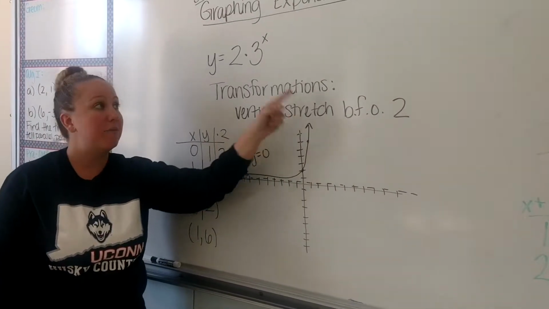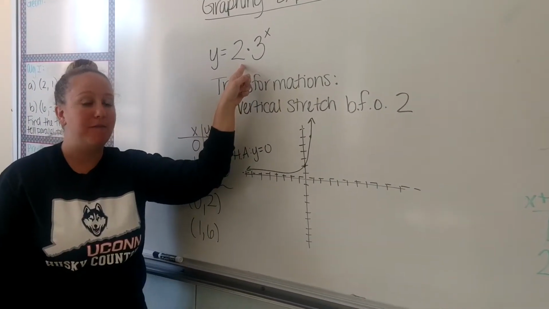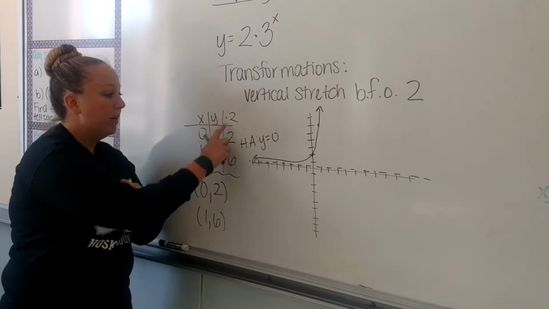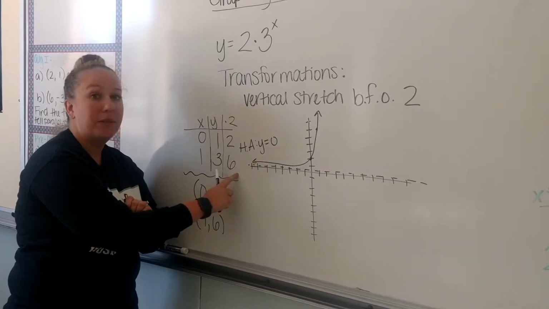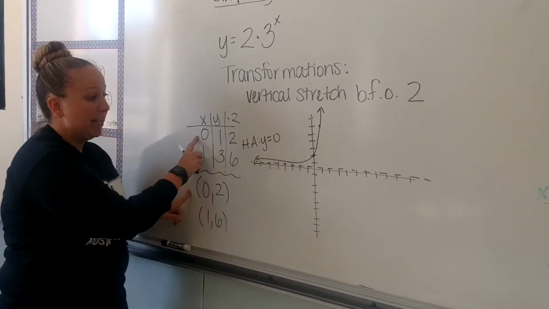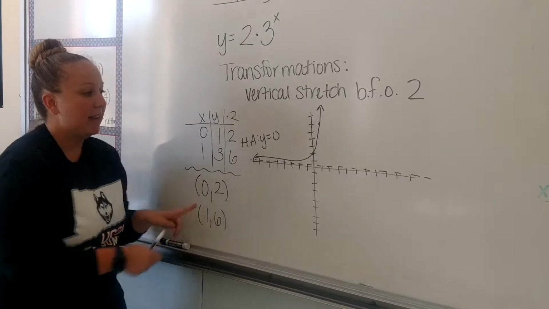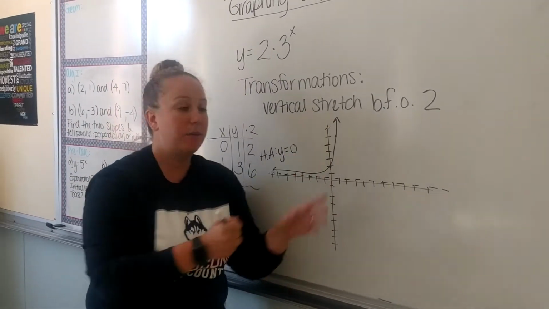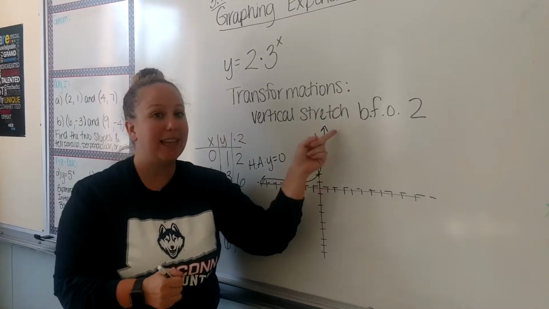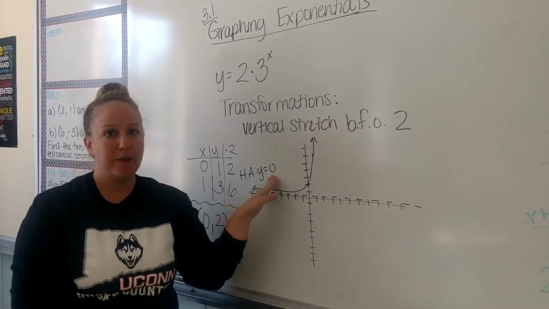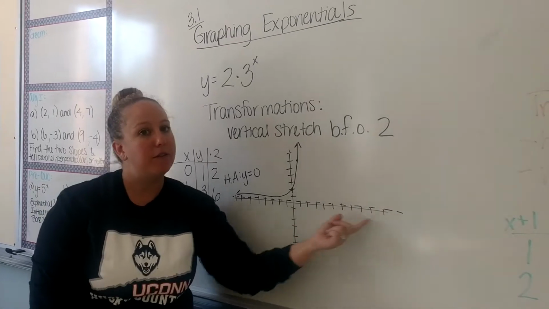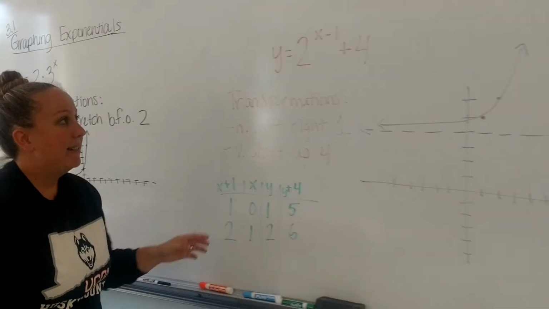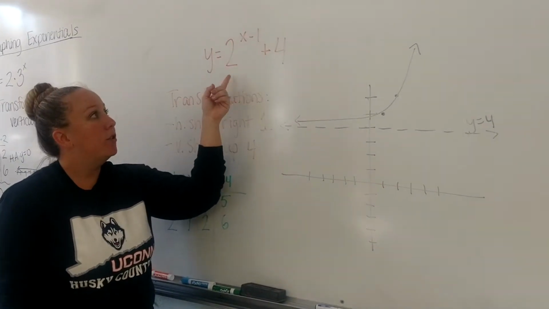Because you have a vertical stretch by a factor of 2, and that 2 is being multiplied out front, it affects your y's, so you multiply all your y's by 2. 1 times 2 is 2, and 3 times 2 is 6. So the set of points I'm plotting are (0, 2) and (1, 6). I'm going to draw my exponential function through it, so we know they're curved lines that look like this. And you know your horizontal asymptote is going to be y equals 0, so that graph will never touch that x-axis.